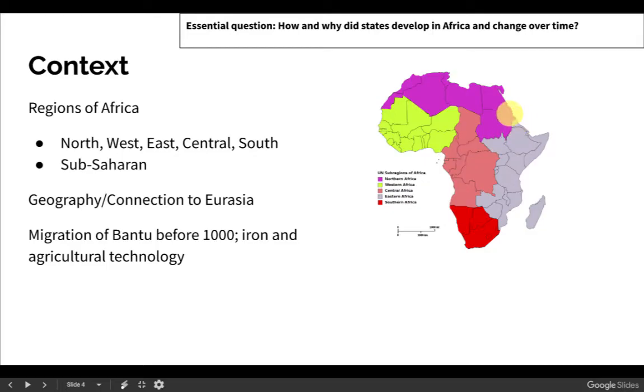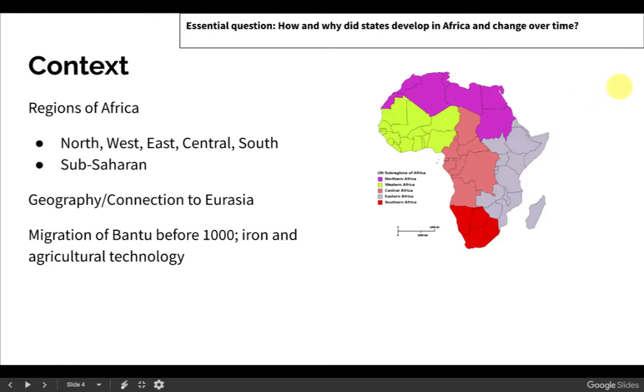The other thing I want to make sure you know is it's not labeled on the map, but the Sahara Desert is roughly this northern fifth of Africa or so. So if you imagine drawing a line roughly around here, going across, we call the region below that line Sub-Saharan Africa. So sometimes we use Sub-Saharan Africa to refer to all of this stuff down here.